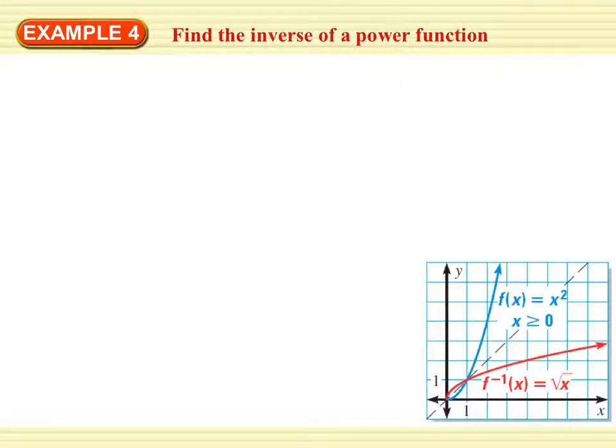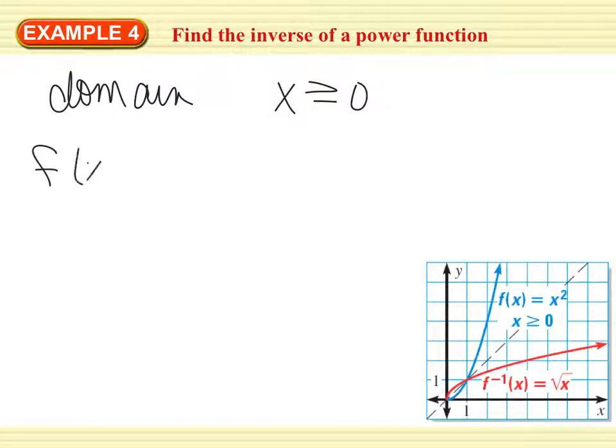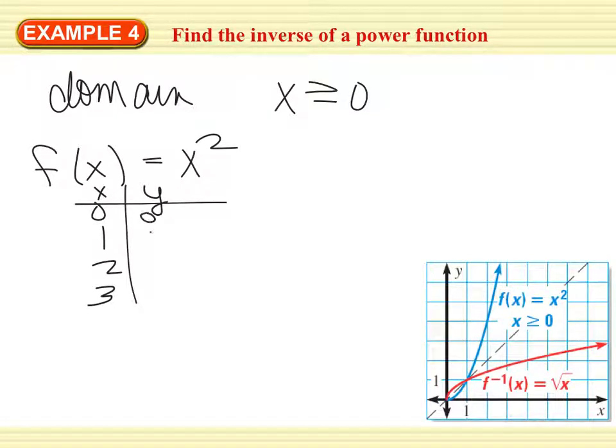I kept the book's graph of this function because it's much better than anything I could draw. But if we remember, our domain was restricted. X was greater than or equal to 0 is exactly how they said it. So if I graph f of x equals x squared, I'm going to plug in x values that are just greater than or equal to 0. If x is 0, 1, 2, or 3, y is 0, 1, 4, and 9. So that is my blue graph right there.